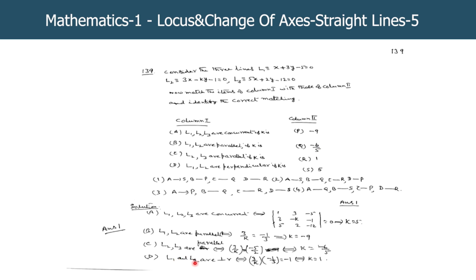And L1, L2 are perpendicular if the product of slopes is equal to minus 1, so that is 3 by k into minus 1 by 3 is equal to minus 1, and k is equal to 1. So the correct matching is R. So here the correct option is A goes to S, B goes to P, C goes to Q, and D goes to R. So the correct option is option number 1.